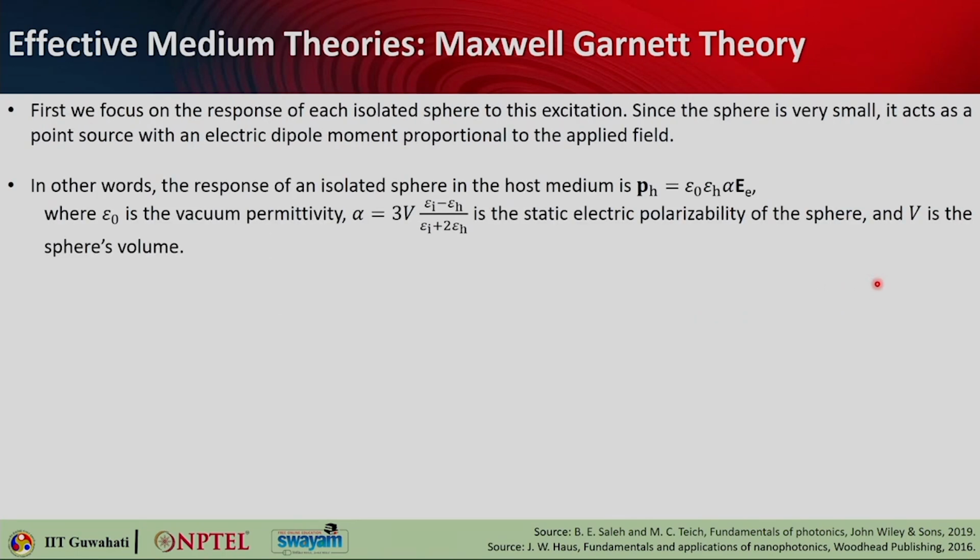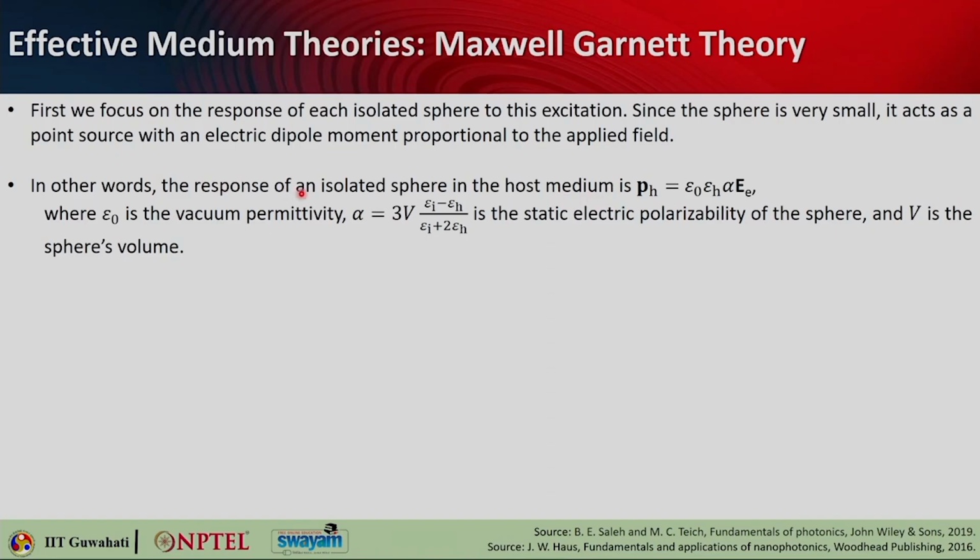So let us look into the derivation of this formula, how Maxwell-Garnett theory helps us in getting the epsilon effective. Okay. First of all we have to focus on the response of each isolated sphere to this excitation. So there is an electric field, and we look at how these isolated spheres respond. Okay. Now, we have seen that when the sphere is very small, it just acts as a point source with an electric dipole moment proportional to the applied field, and that will be at the center of the particle.